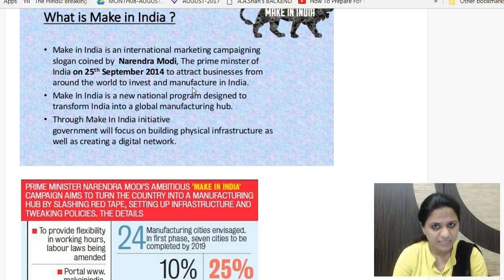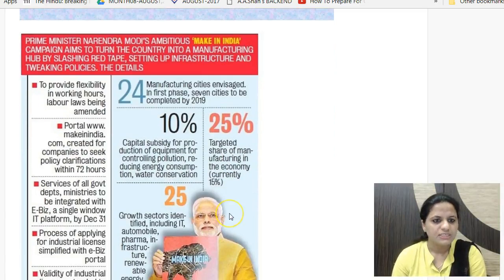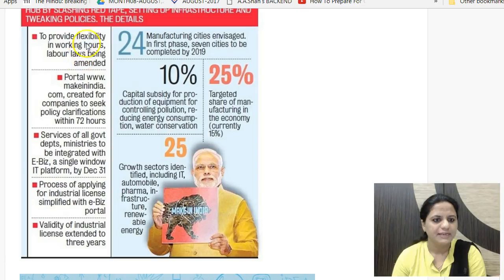So for this, physical infrastructure needs to be built, digital network connectivity has to be provided so that Make in India is facilitated. So here are the provisions which were brought forth under Make in India. Flexibility in working hours, labor law amendments were done. A single portal, makeinindia.com, was created so that companies can seek policy clarifications within 72 hours.